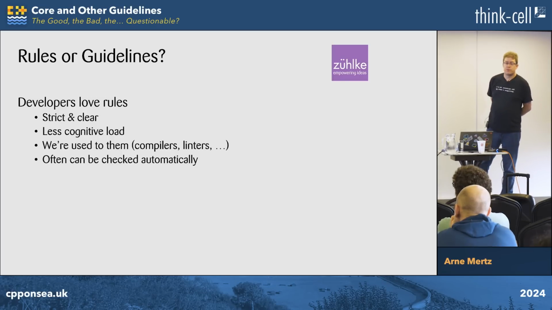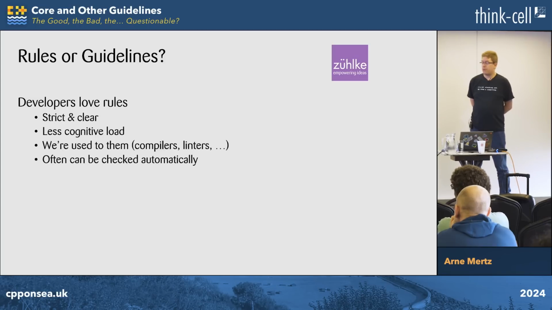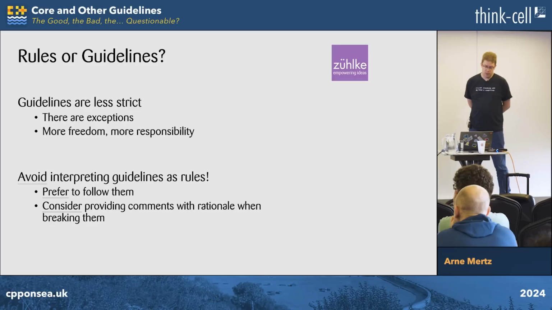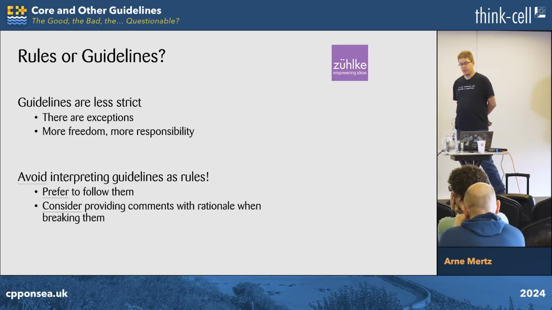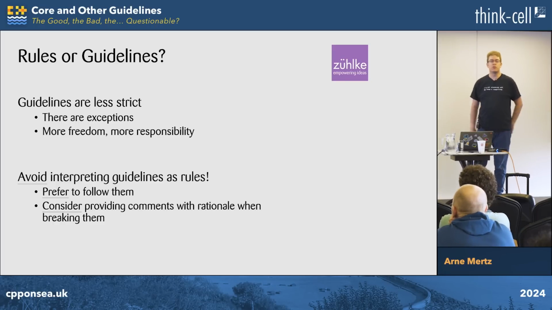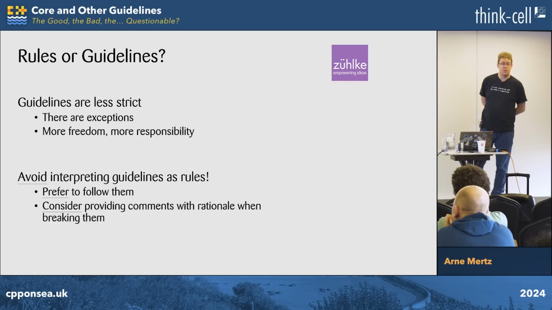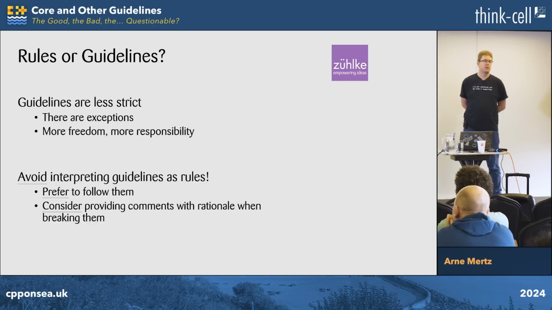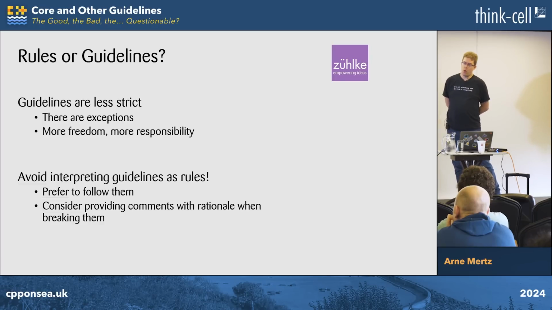And when we have rules, they often can be checked automatically. In fact, C.20 and C.21 can be checked automatically, for example, by clang-tidy. There's a rule for that one. Guidelines are less strict. There are usually exceptions. So in those guideline documents, you usually have a more or less long paragraph about when these guidelines do apply. It's more freedom for us. We can just ignore them. But it's also more responsibility for us. We have to think about when we should ignore them, when we should not.